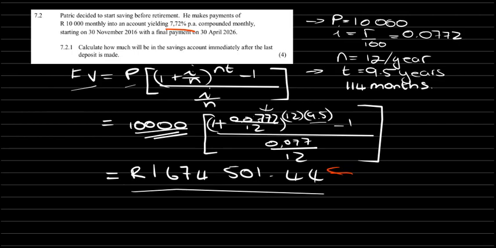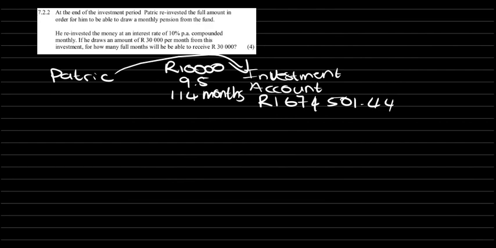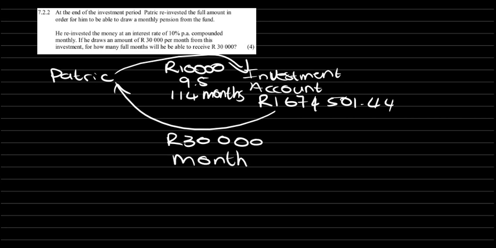Okay, so now he wants to draw 30,000 Rand from this 1.67 million. He wants to draw 30,000 Rand a month, and he would like to know for how many months can he do this? How many full months can he do this for?